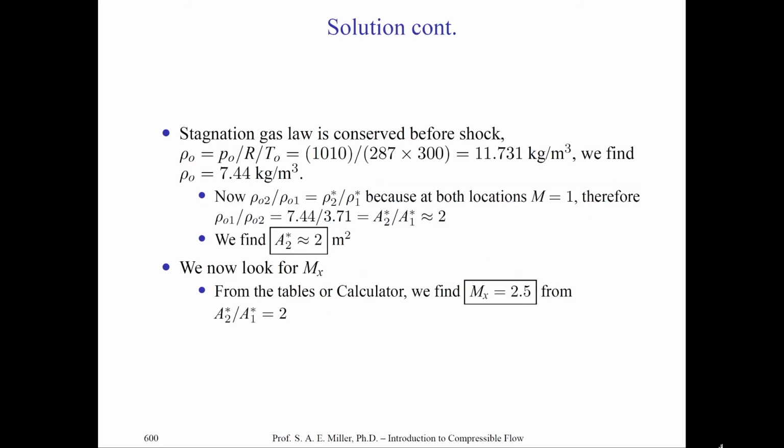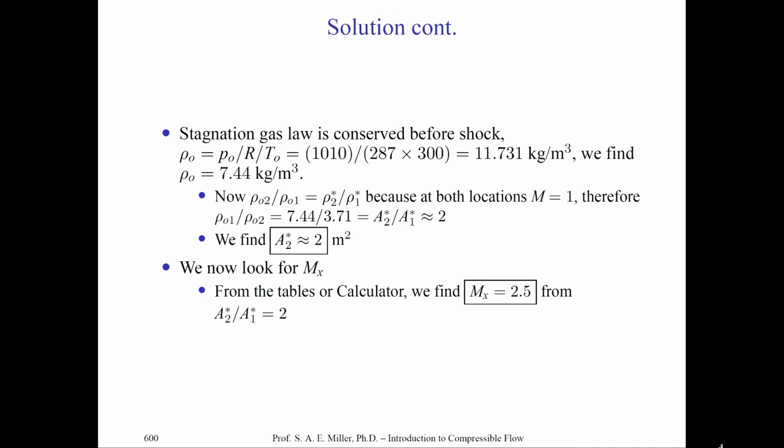All right, now we know that the stagnation gas law is conserved before the shock, and we can write p naught equals rho naught R T naught. We can fill in our values and find rho naught of 7.44 kilograms per meter cubed, of course, in the region before the shock. Now, we know that the ratios of the stagnation density to the critical densities at 1 and 2 will go as rho 02 over rho 01 equals rho 2 star divided by rho 1 star.